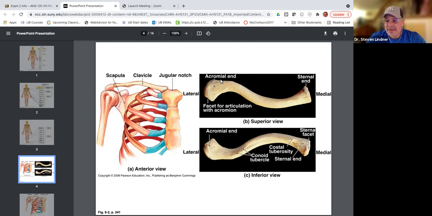What we're going to be covering in this lecture is the appendicular skeleton. We've already covered the axial skeleton. In this video, we'll talk about the appendicular, but primarily focus on the upper extremity.